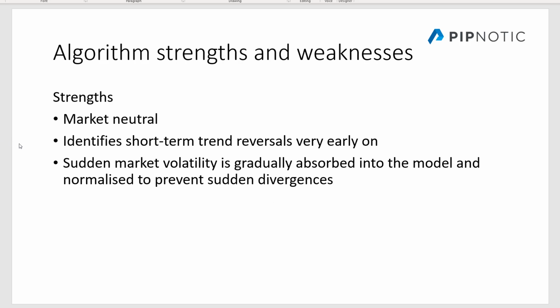Okay, the strengths and the weaknesses. The strength is that the algo is market neutral. It doesn't care if price is going up or if it's going down. It'll operate equally efficiently in both markets. It's identifying short-term trend reversals very early on. And so if you're waiting, for example, for traditional indicators to line up in order for you to decide if you want to buy or you want to sell, well, the algo is doing this very, very early on. Okay, and so it's getting it at the best possible price, typically.